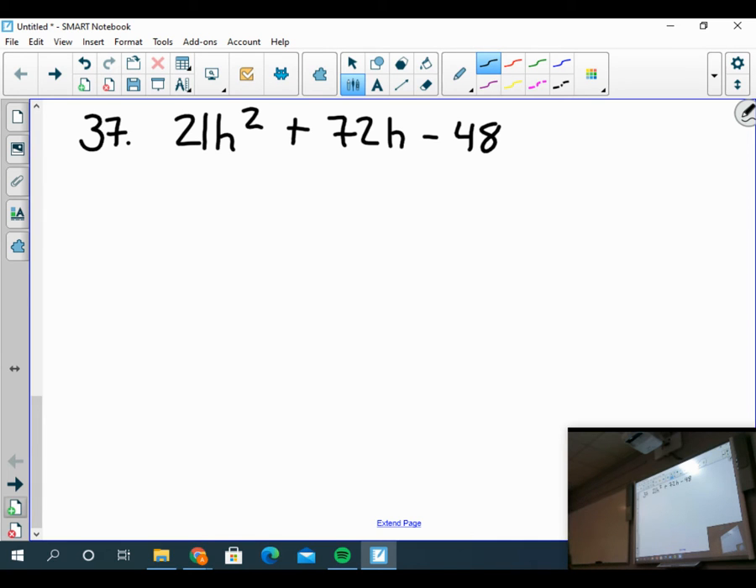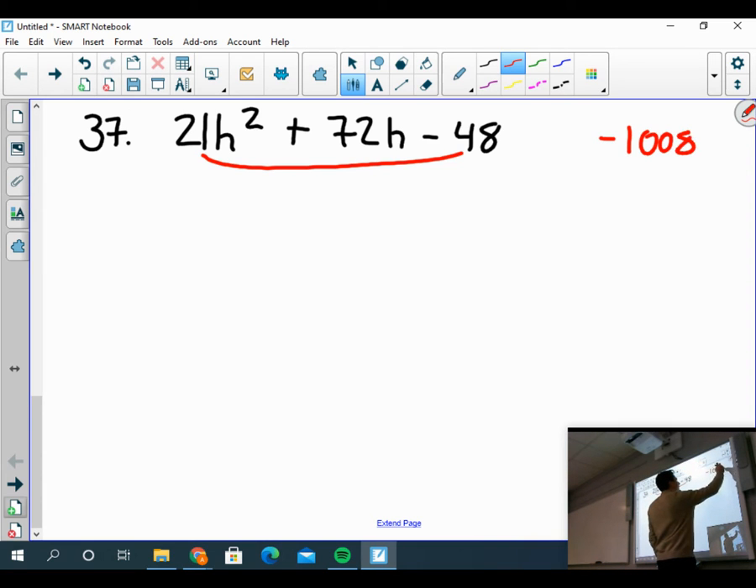21h squared plus 72h minus 48. Well, in your brain, you're probably going, all right, multiply the coefficient of the first term and the last term. 21 times negative 48, and holy cow, negative 1,008. And you're going, oh my gosh, I'm going to be up all night finding the factors of that. You are correct. You will be up all night finding all the factors of that. But you can do it and you can solve it that way. But there's an easier way.